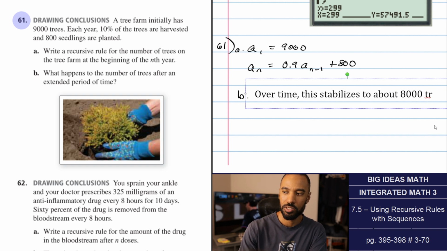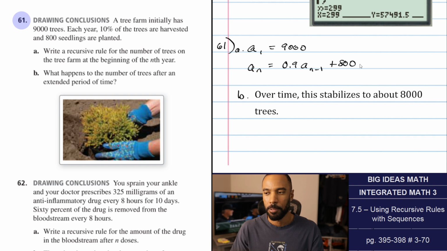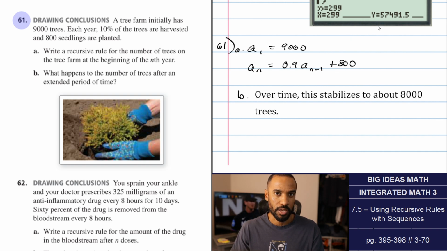Now, it's one of those things where I like to justify that mathematically. Once we hit 8,000, 90% of 8,000 is 7,200. 7,200 plus 800 is 8,000 again. So it makes sense that that's where it levels out.